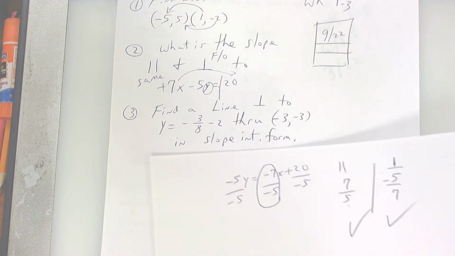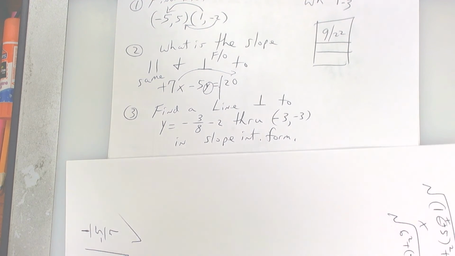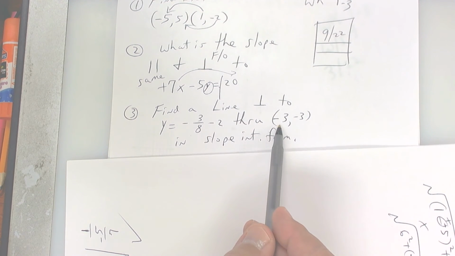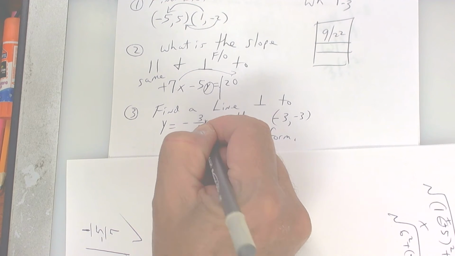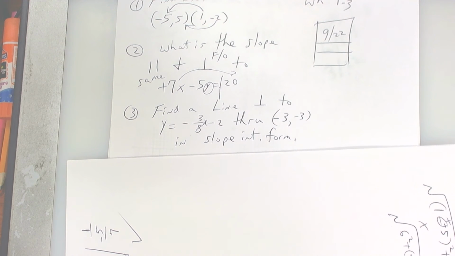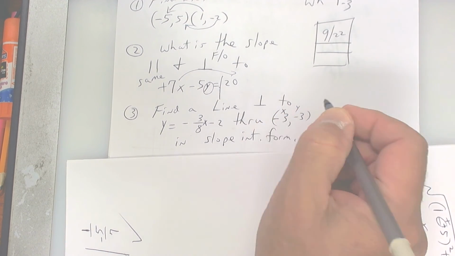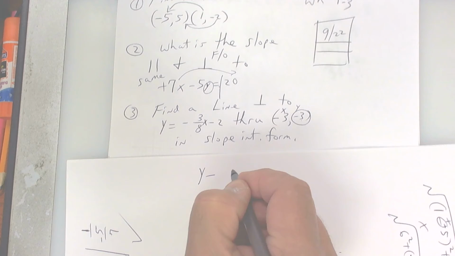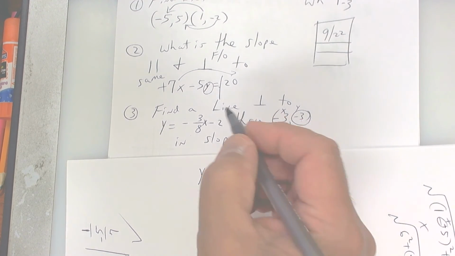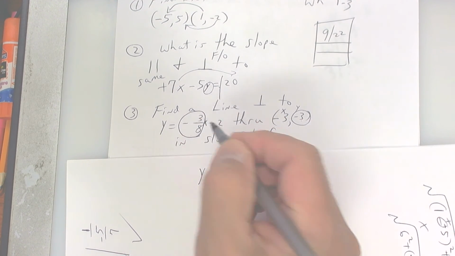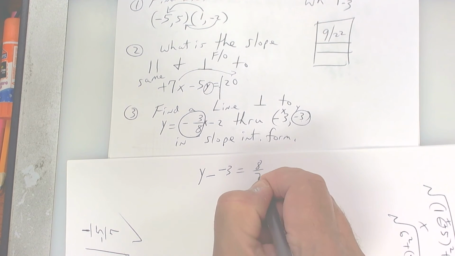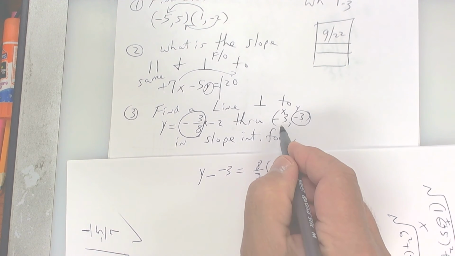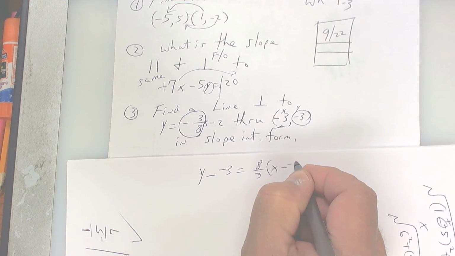Let's keep moving. Find a line parallel and perpendicular. Now, find a line perpendicular to this one through that point. I left my x off in slope-intercept form. Okay, so we're going to use something called point slope. So this is x and y. So it's going to be y minus your y, which is this one. They happen to be the same. The slope, you got to change it and flip it. So it becomes a positive 8 over 3. And then x minus your x, which is a negative 3.